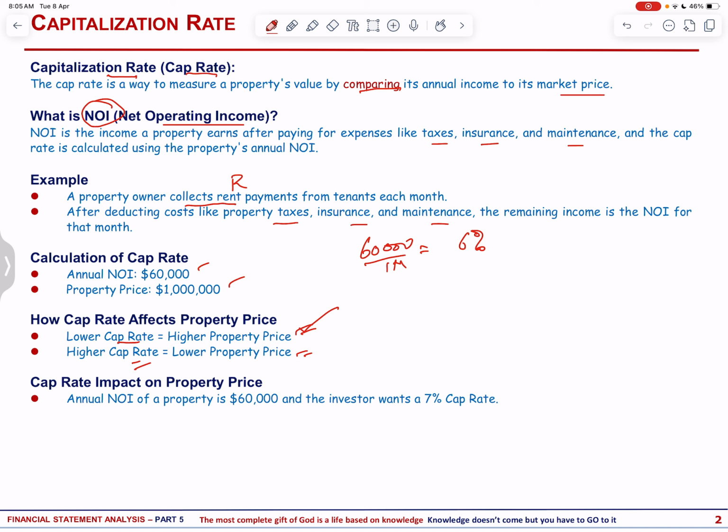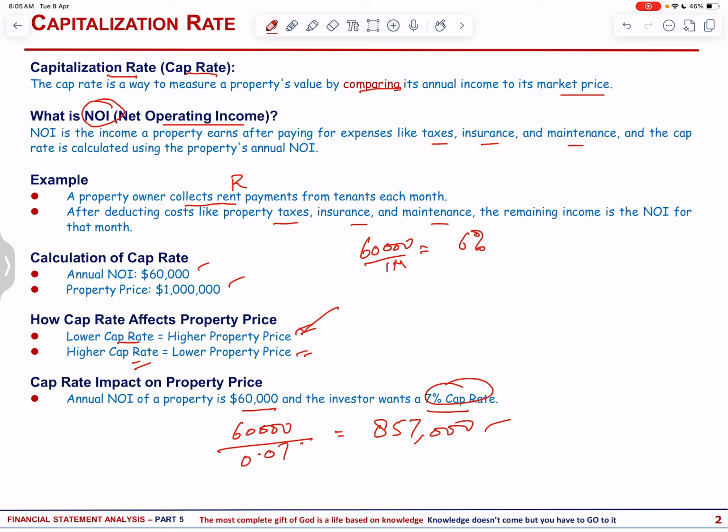Let us say the annual income of a property is 60,000 and the investor wants a 7% capitalization rate. So to find the price the investor should pay for the property, we should divide the net operating income of 60,000 by the capitalization rate, that is 7%, and that is equal to 857,000 approximately. So with the 7% capitalization rate, the investor would pay approximately 857,000 for the property.